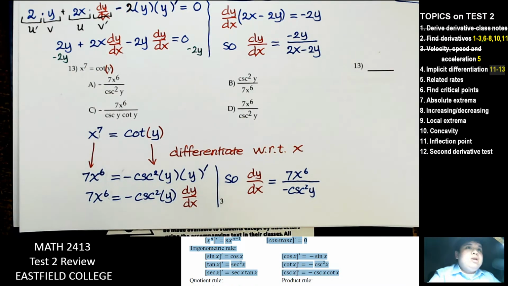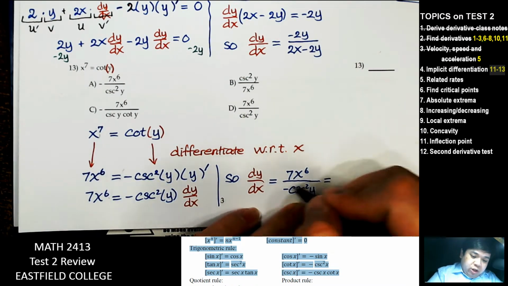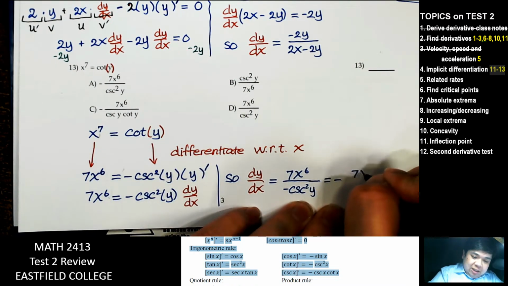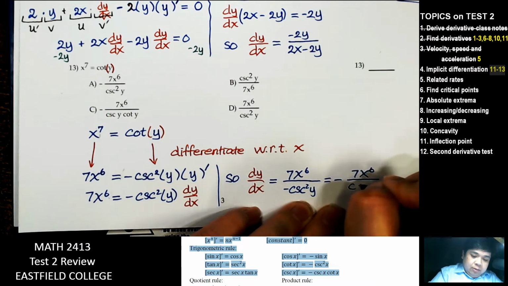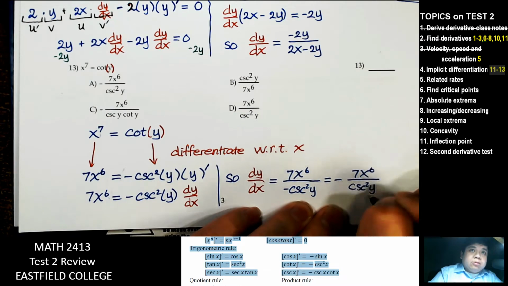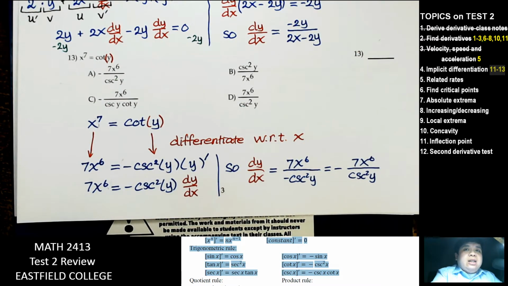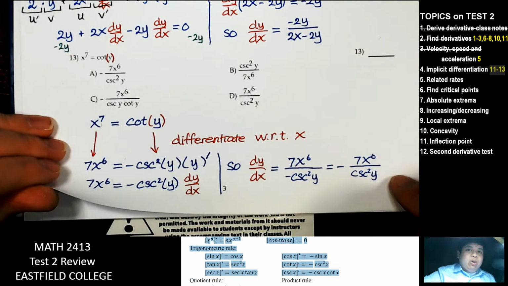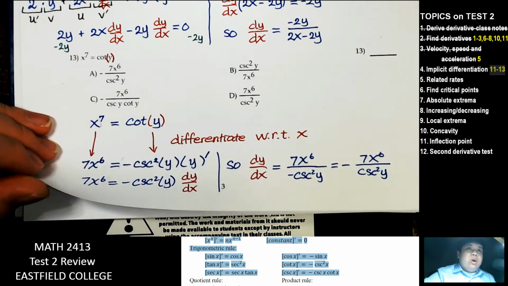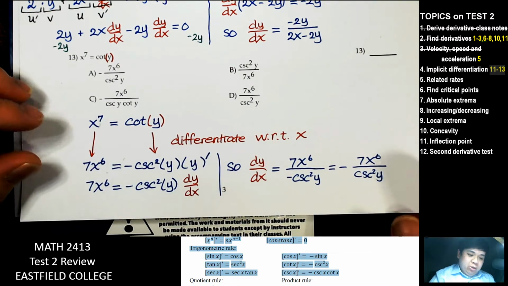Right, so pretty much that. Of course, we don't put the negative at the bottom. So it will be like that. Over cosecant square, actually, we can also write sine square, but we don't need to do that.